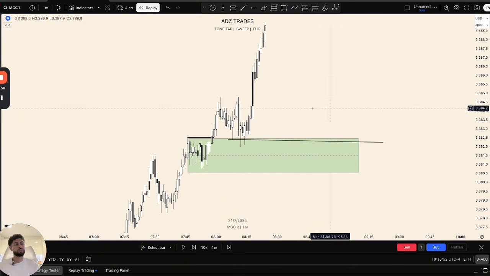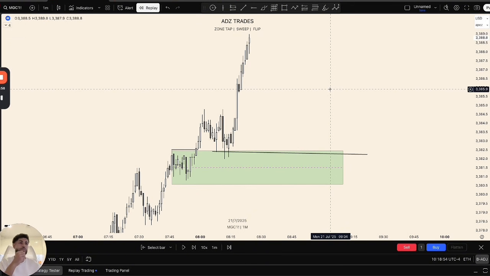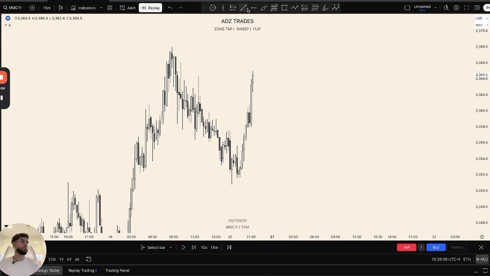Stop out the early buyers, sweep that, and rip higher. It's the same thing over and over again. Okay, this example is super, super important as well.